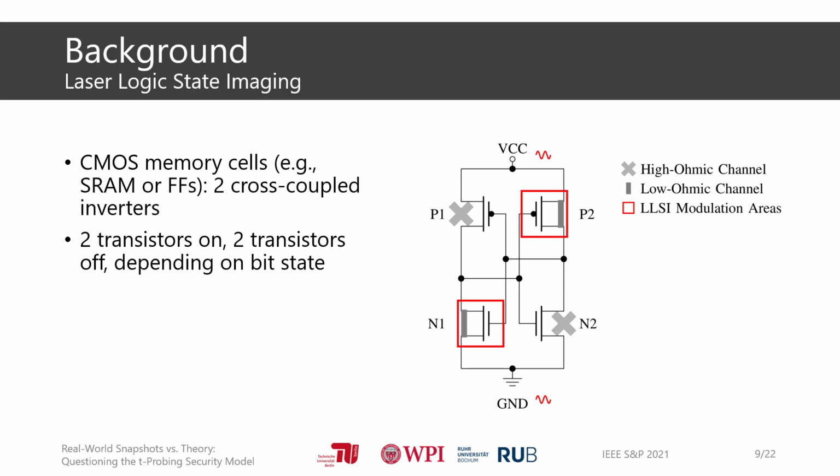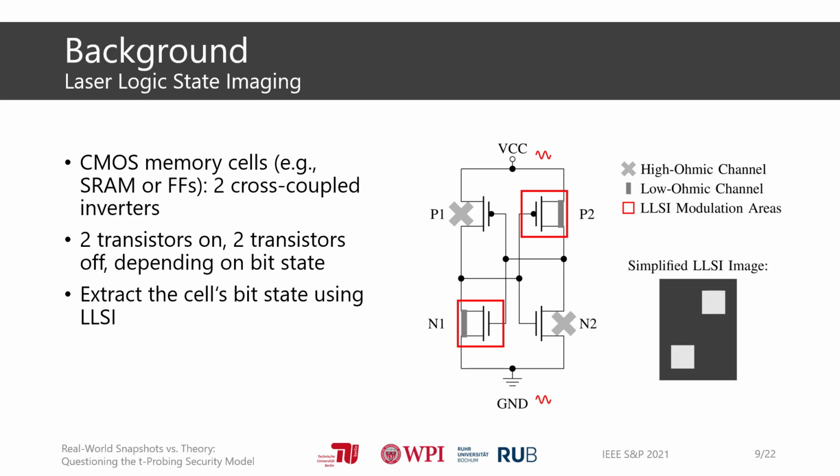Now let's look at a CMOS memory cell, which is used, for instance, in FPGA registers and flip-flops. These kinds of memory cells consist mainly of two cross-coupled inverters, where two transistors are switched on and two transistors are switched off depending on the bit state this memory cell holds. Therefore, when scanning using LLSI, in this case the top right and bottom left transistors are switched on, and these will show up as bright spots on the LLSI image. Therefore we can extract the bit state.